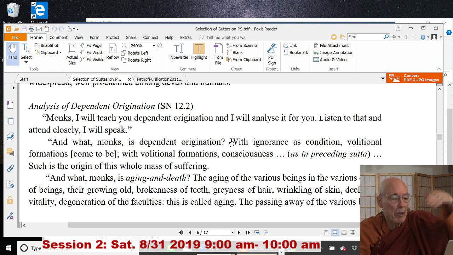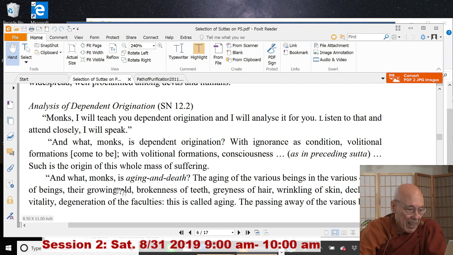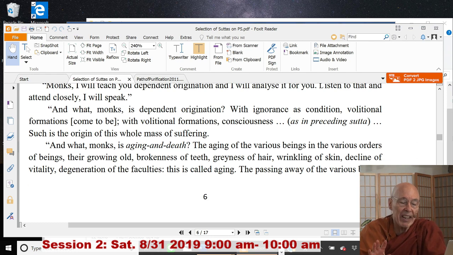Okay, so first the Buddha runs through the whole series in direct order from beginning with ignorance to the end with old age and death. And now he's going to define them starting from the end and working backwards. And so he starts with old age and death, or aging and death.